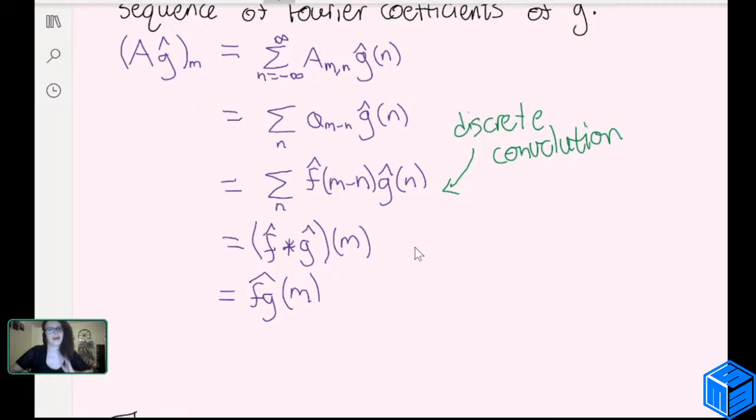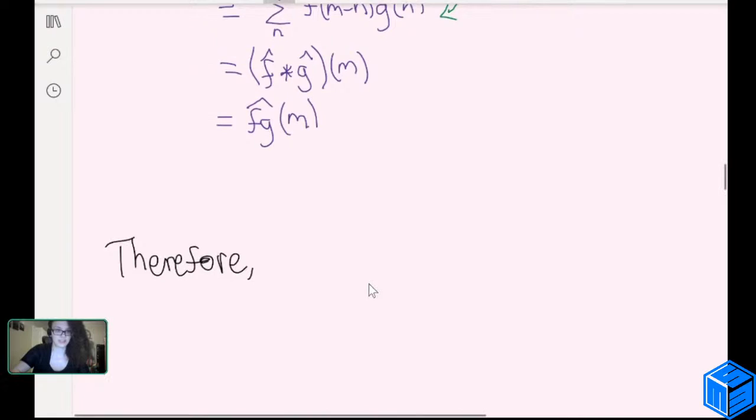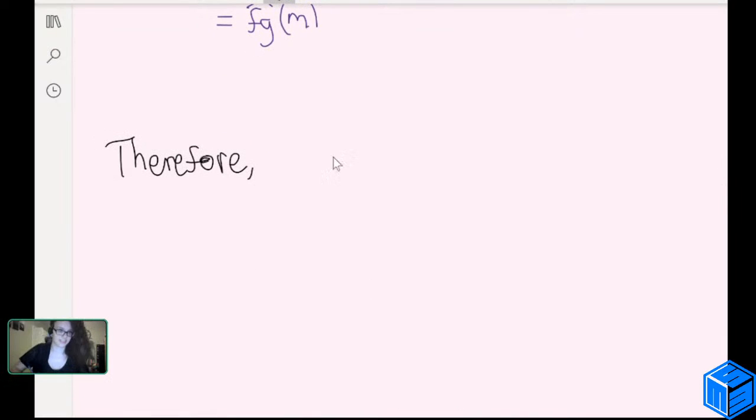So what do we have here now? We took our Laurent operator and acted it on some sequence g hat, and we're looking at the mth element. It turns out that the mth element is the mth element of the Fourier coefficients of f times g. That's pretty neat. Okay, so what does this all mean? Why is this significant?